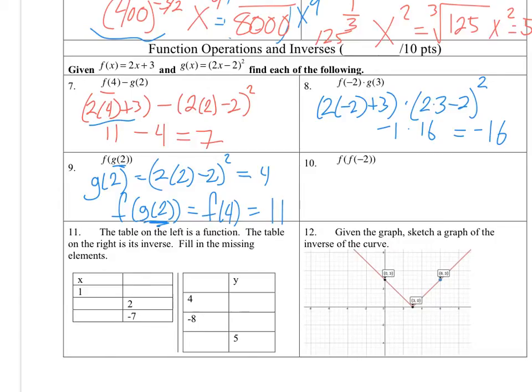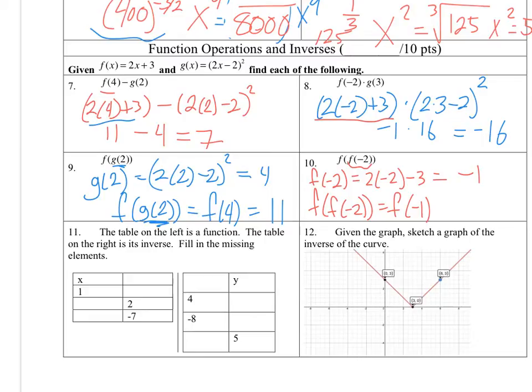f of negative 2. First I'm going to find f of negative 2. And we've got 2 times negative 2 minus 3. Hey, we did that right above that. I wonder if that's a useful thing for us. We get negative 1. So f of negative 2 is the same thing as f of negative 1. And if I plug that in, I get 2 times negative 1 plus 3. Negative 2 plus 3 is equal to 1.